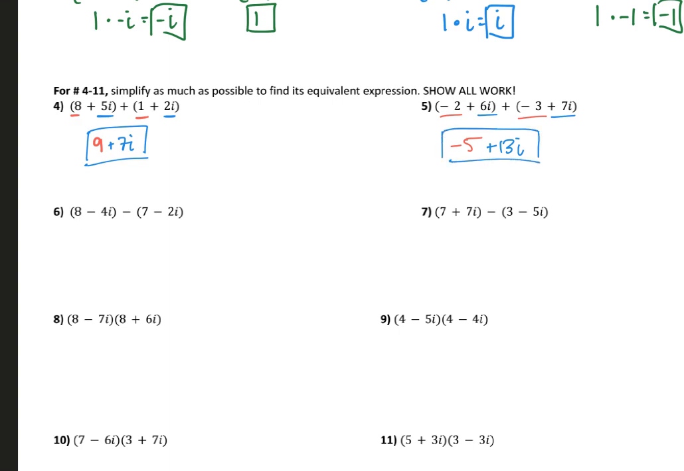For subtraction, first thing we're going to do is distribute that negative, so minus 7 plus 2i. And then we have our real parts. 8 and negative 7 is 1. And then we have negative 4 and 2, which is going to be negative 2i. Number 7, same thing. First, we're going to distribute that negative. And then we have our real part. 7 and negative 3 is equal to 4. And 7 and 5 is equal to 12.